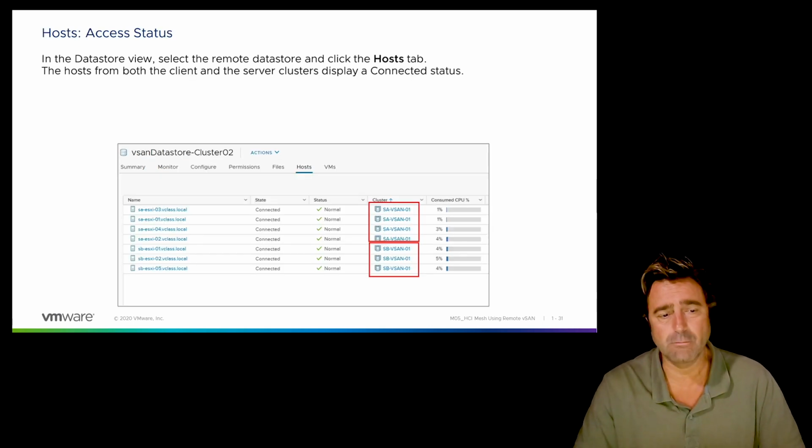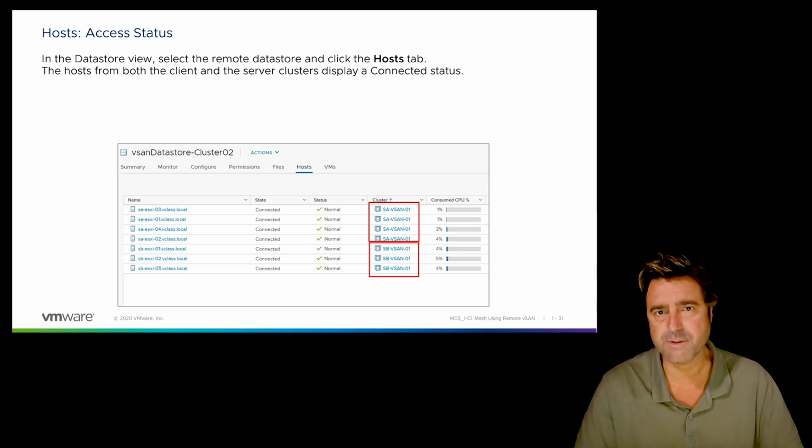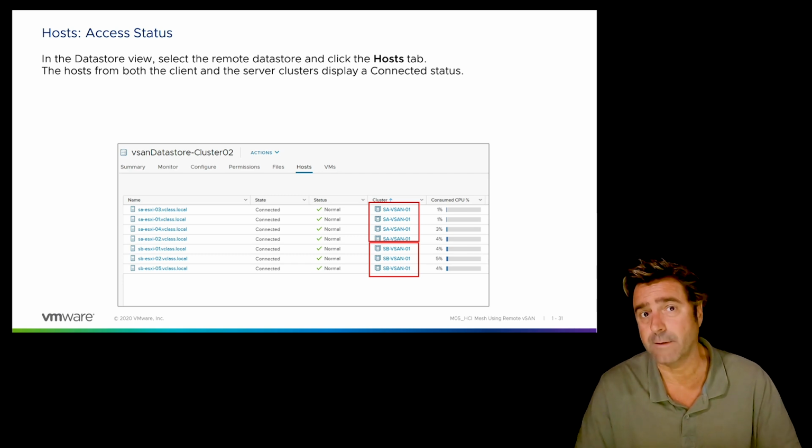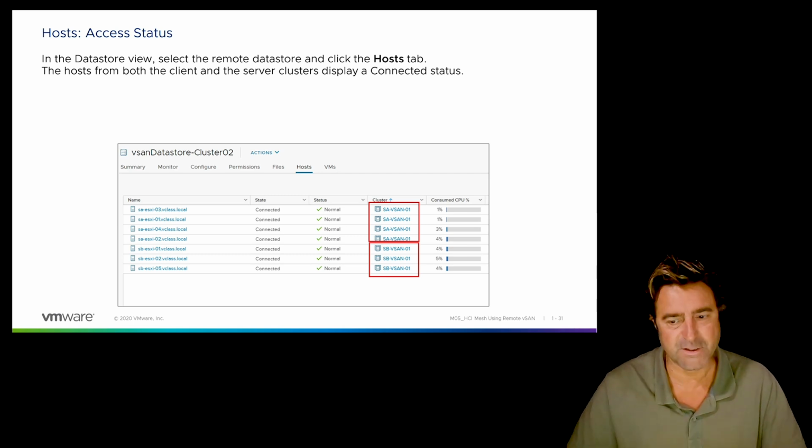Now, when you look at this capture here, notice what they're doing. They're selecting a data store. They're choosing hosts, and this shows you all the hosts that can access this data store, the ones for the local cluster and the ones belonging to the other one. Notice, in this case, we have the data store for the second cluster, yet you can see that we have X number of servers belonging to a cluster called SA vSAN01 and X number of servers belonging to SB vSAN01.